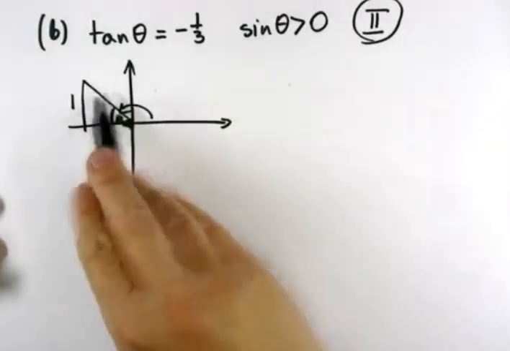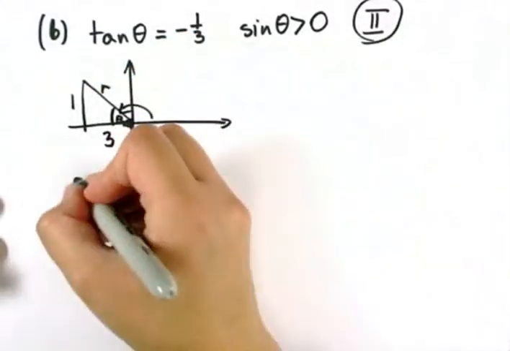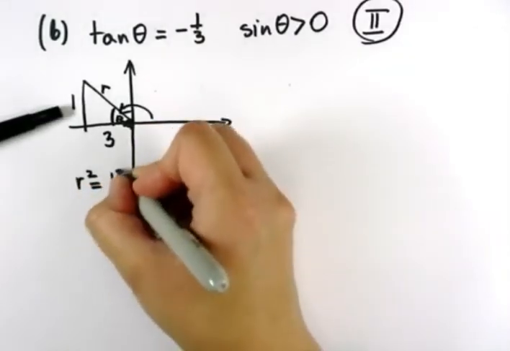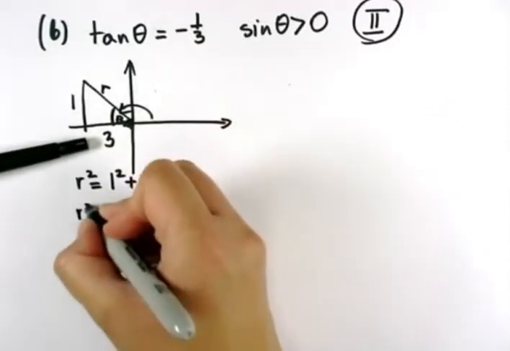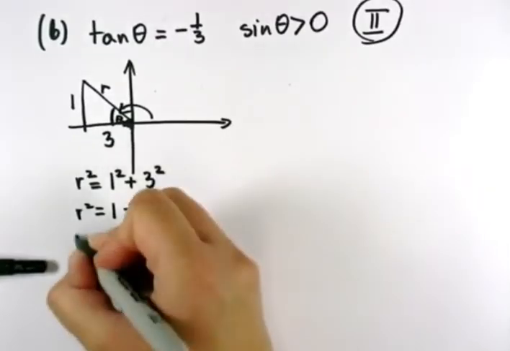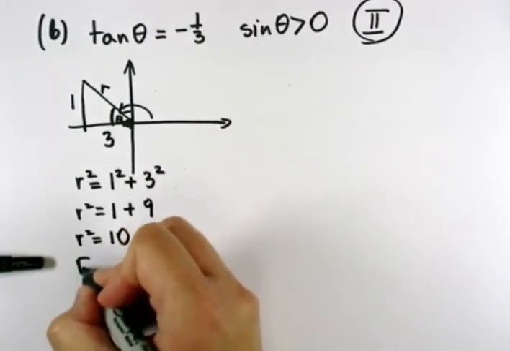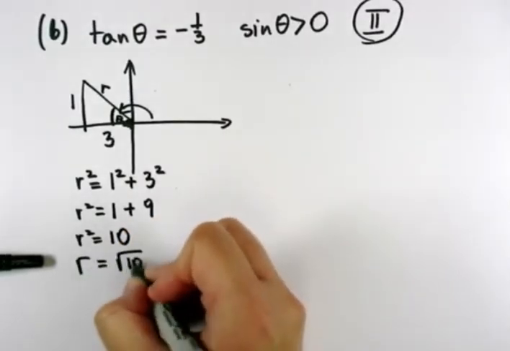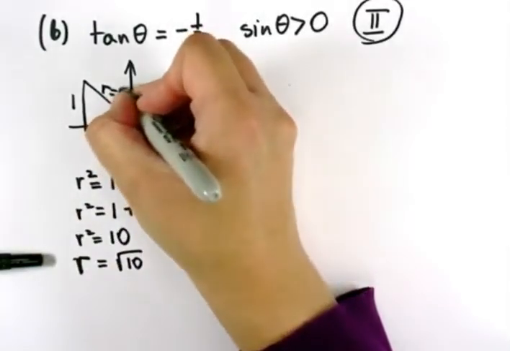And then I need to find this value. I call it r. Using the Pythagorean theorem, r squared is equal to 1 squared plus 3 squared. So r squared is equal to 1 plus 9, so r squared is equal to 10. Take the square root, so r is equal to square root of 10.